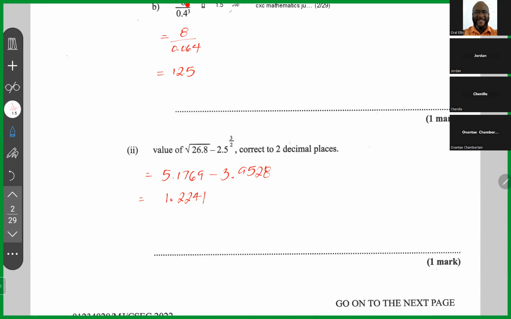So we're also asked to write our answer correct to 2 decimal places. If you're going to write a number to 2 decimal places, you must consider the digit in the 3rd decimal place. If the digit you're considering is 5 or more, you add 1 to the digit before it. If it is 4 or less, you drop it and every digit after it. Because the digit is a 4, you drop it. So my answer is 1.22, to 2 decimal places.